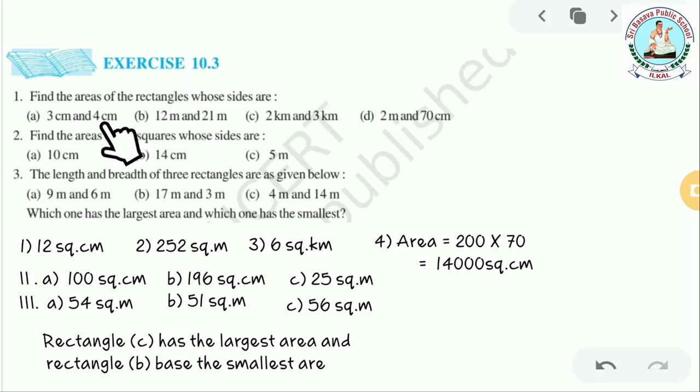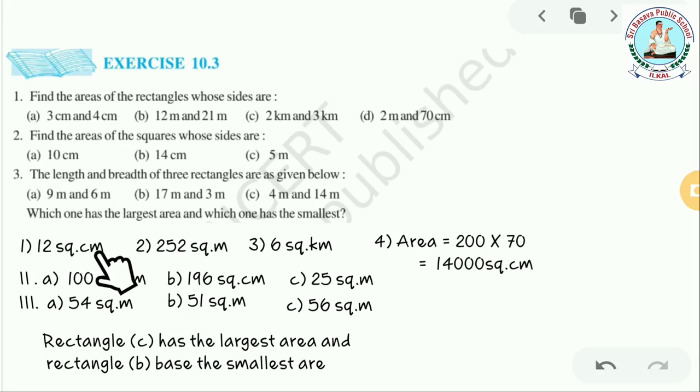So it is given here, then it is very easy for us to write. Area of the rectangle is length into breadth, or else the product of length and breadth. So 3 and 4, just multiply them. 3 times 4 is 12, and centimeter has been multiplied twice here, so that is why it is 12 square centimeter. Area of this first rectangle is how much?